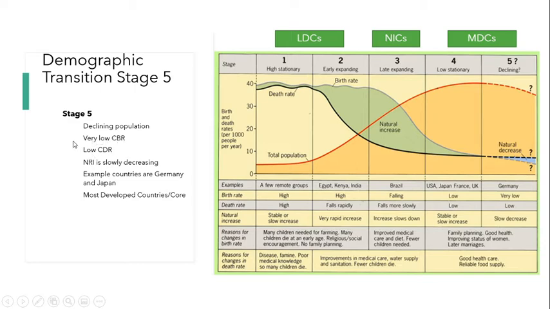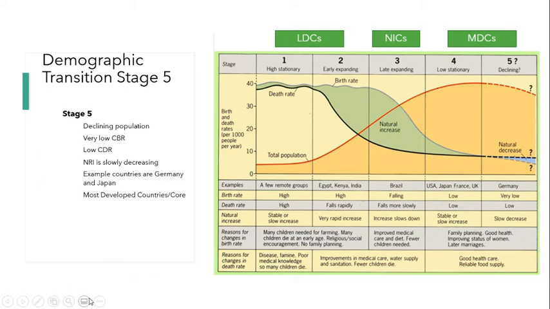Note that it says very low crude birth rate. So that means very few babies are being born. But it says low crude death rate. That means less people are dying, but more people are dying than people are being born. So if more people are being taken out of a society than being brought in, that would mean that the population, as you can see right here, starts to take a dip. It starts going down. Note that the birth rate dips below the death rate. So the rate of natural increase is slowly decreasing.